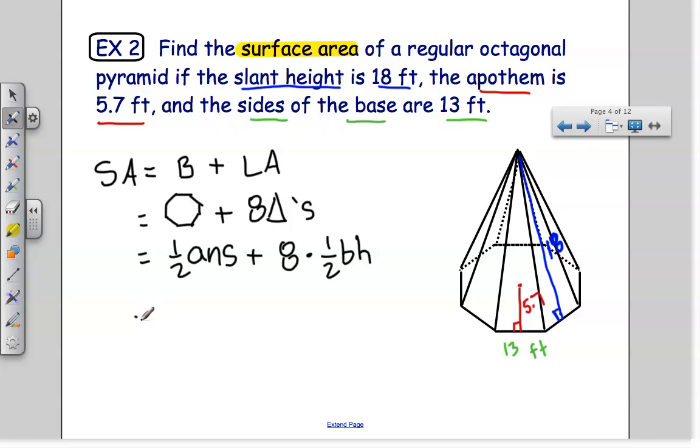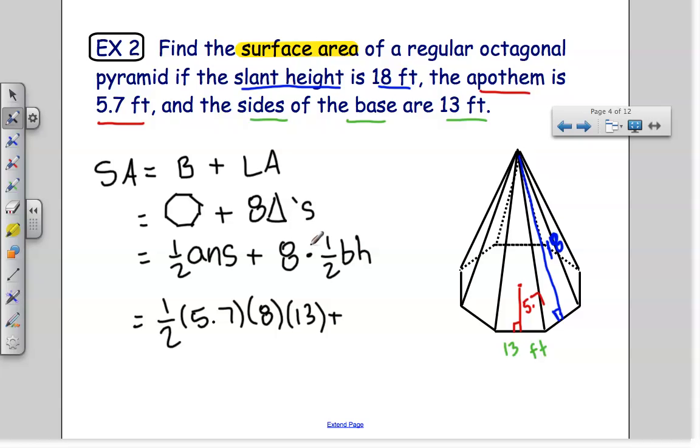Let's start plugging in what I know. That octagon, 1/2 ANS. Do I know A? Apothem? Yes, that was 5.7. Number of sides. It's an octagon, so 8. S is side length. Oh yeah, the side length of the octagon was 13. Thank goodness I had all of these things.